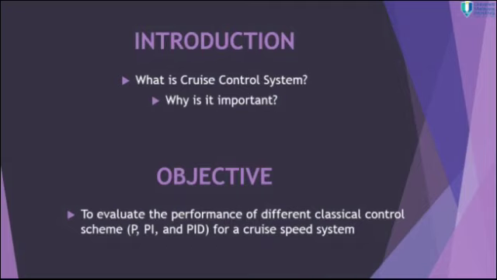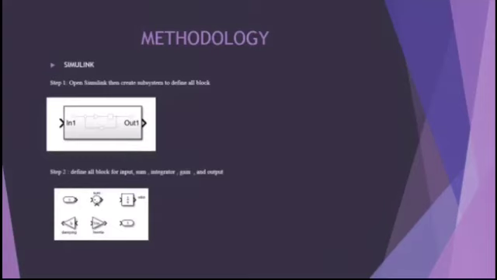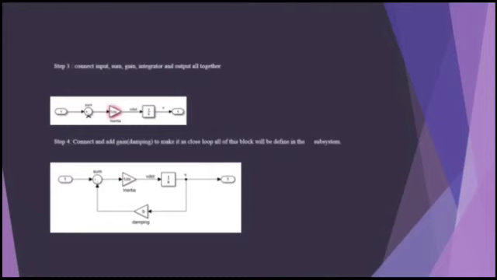Okay, the objective is to evaluate the performance of different classical control schemes P, PI and PID for cruise speed system. For the methodology of the cruise speed system, first we use Simulink software. Step 1 is to open the Simulink, then create subsystem to define all block. Step 2, define all block for input, sum, integrator, gain and also the output. Step 3 is to connect the input, sum, gain, integrator and output all together.